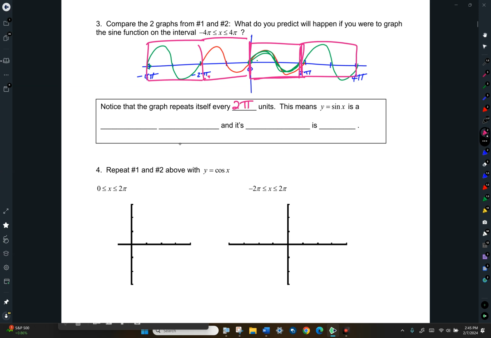This means that y equals sine of x is a periodic function. Periodic means it repeats itself. So that same shape would just keep repeating itself. In this case, it repeats itself every 2 pi units. And so we would say that its period is 2 pi, because that's how long it takes for one full section to repeat itself.